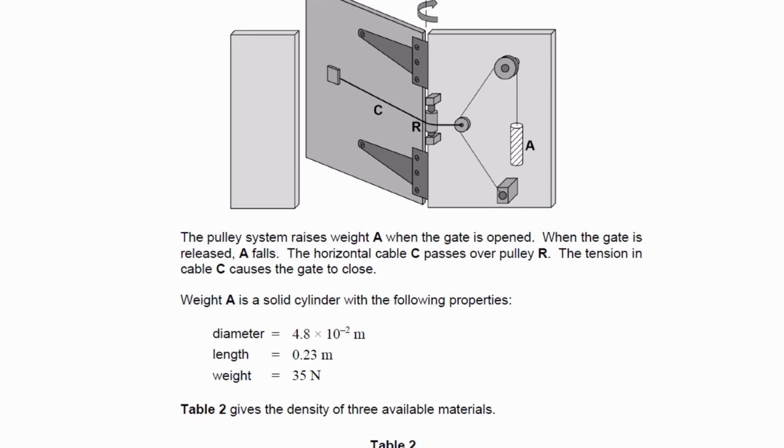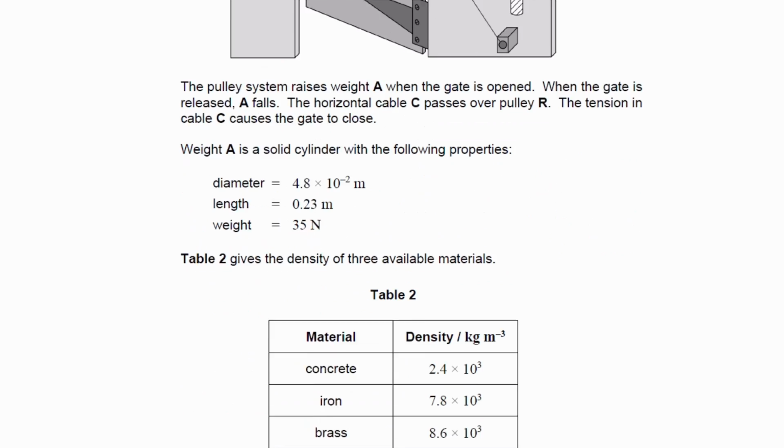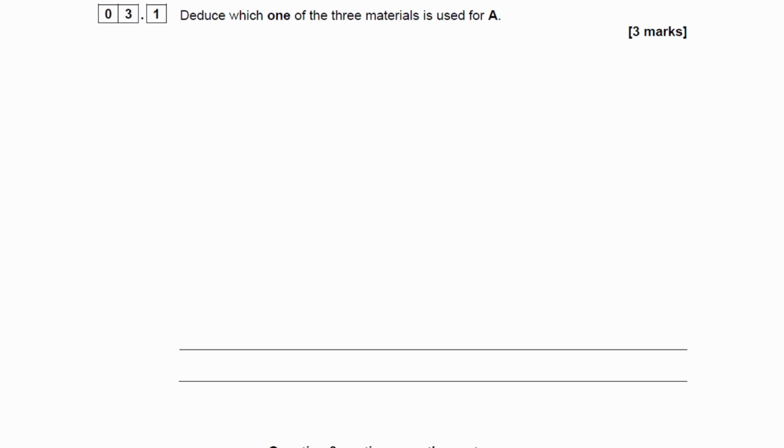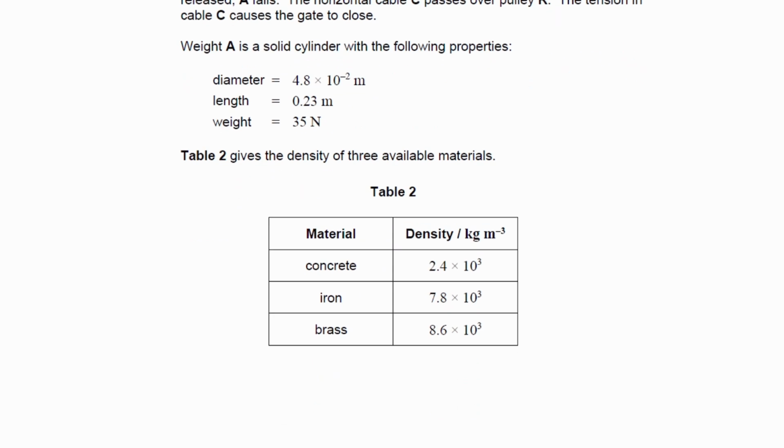Weight A is a solid cylinder with the following properties. We have diameter, length, and weight. And then we're given the density of 3 different materials. And for 3.1, we're trying to deduce which of the 3 materials is used for A. So with the dimensions that we're given over here, we can work out the density of the material and then compare them to what we have in this table. So I'll start off by just writing these quantities on the next page.